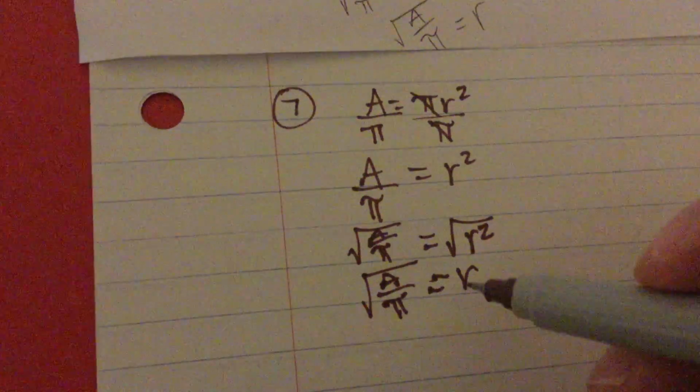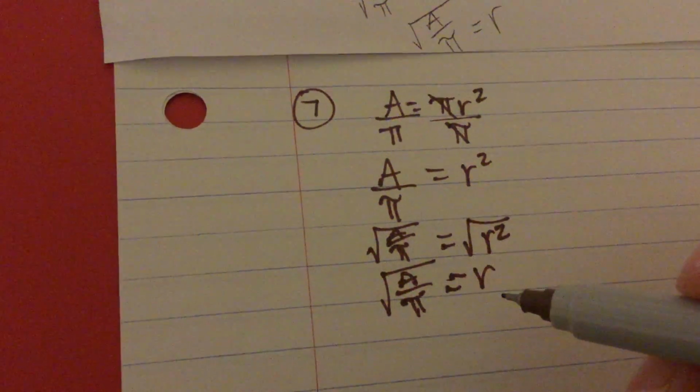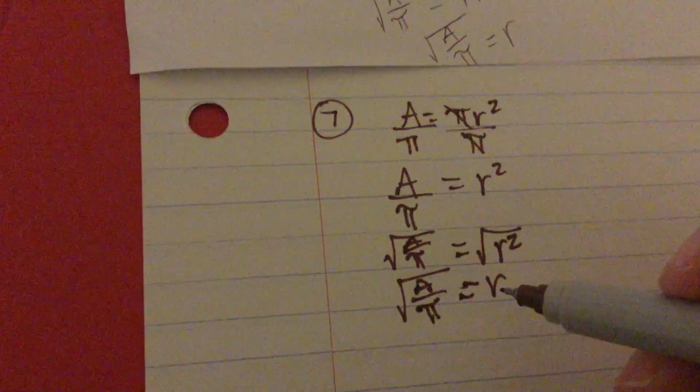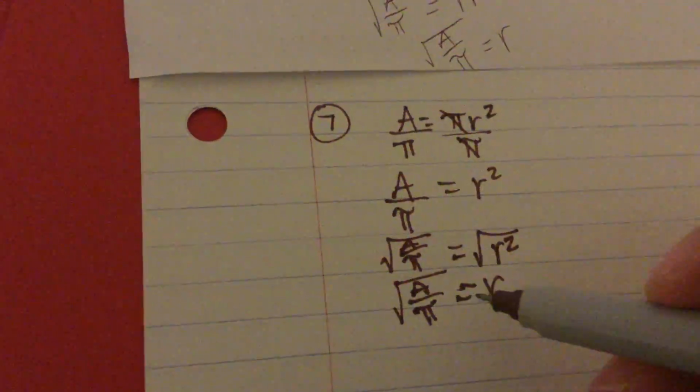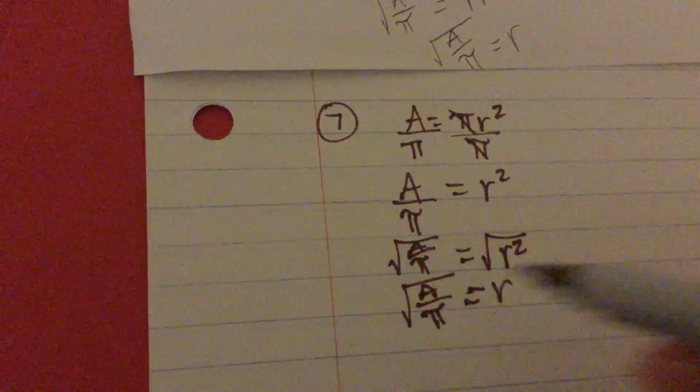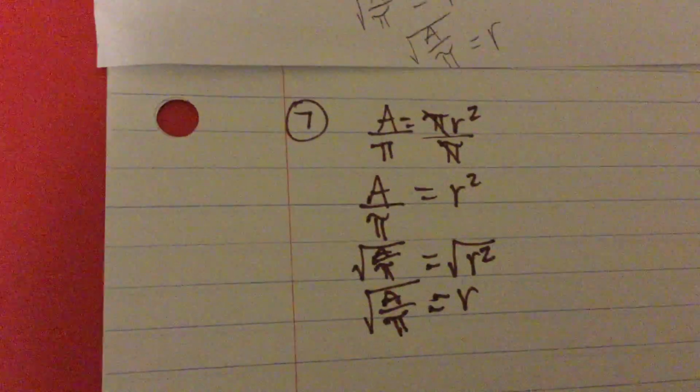And this is what it means to have an equation for radius r in terms of the area a. You have r equals and then some equation with a in it. So that's number 7 from your study guide.